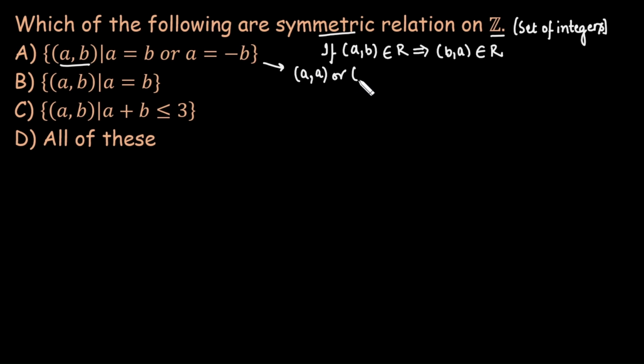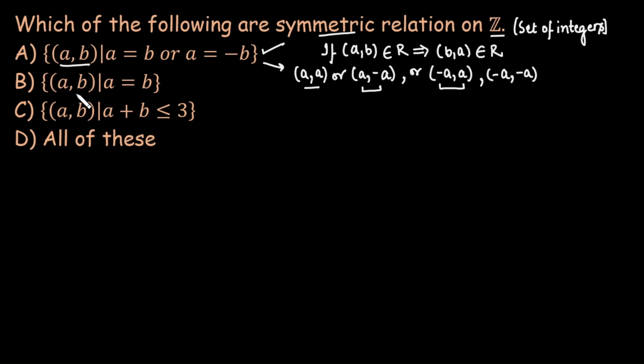(A, A) or (A, -A) or (-A, A). Or we can also say minus A, because it is on the set of integers. The reverse ordered pair for this one is as it is, whereas its reverse ordered pair is this, and its reverse ordered pair is the same. It means for every type of ordered pair, we have its reverse order in the relation. So clearly this is symmetric.